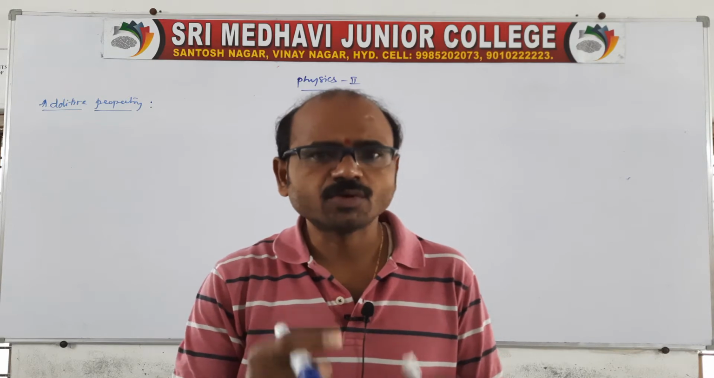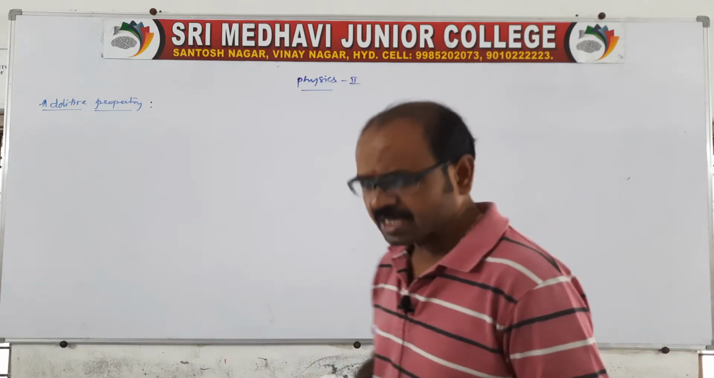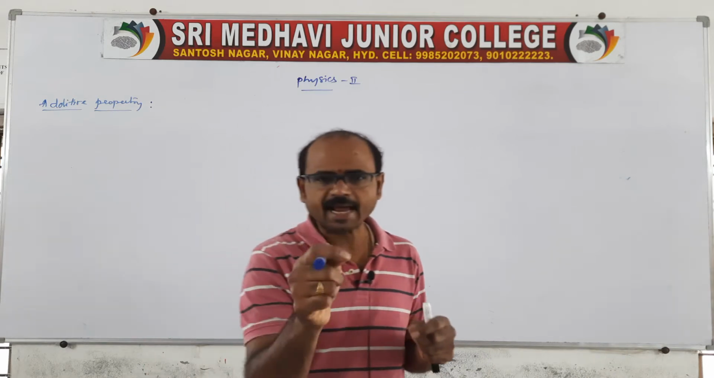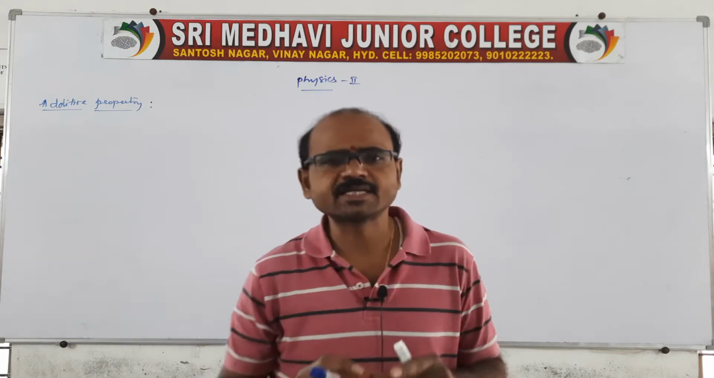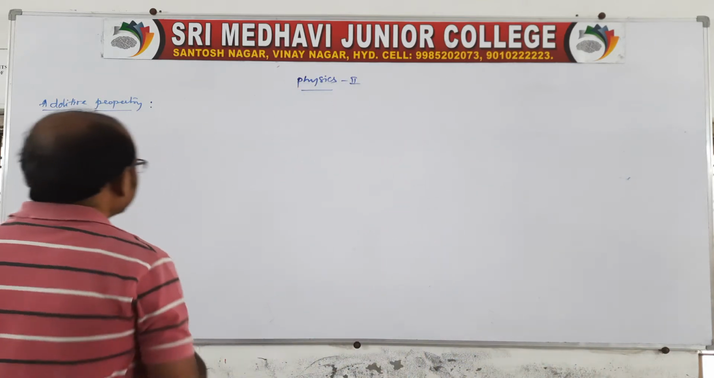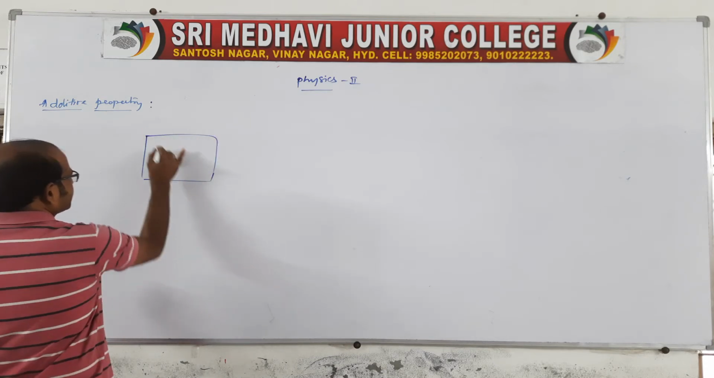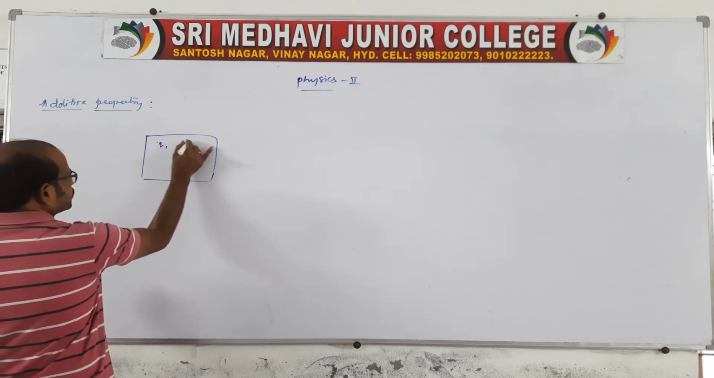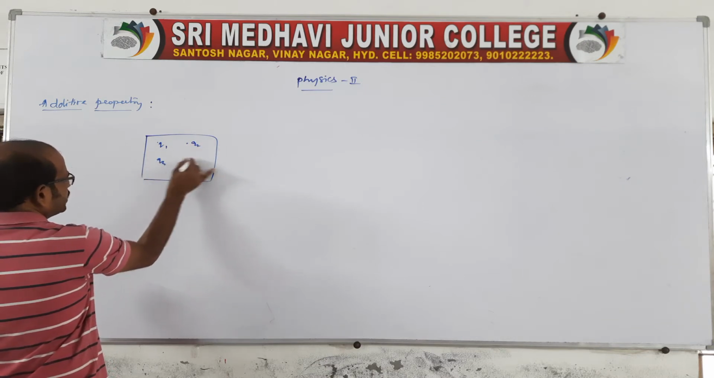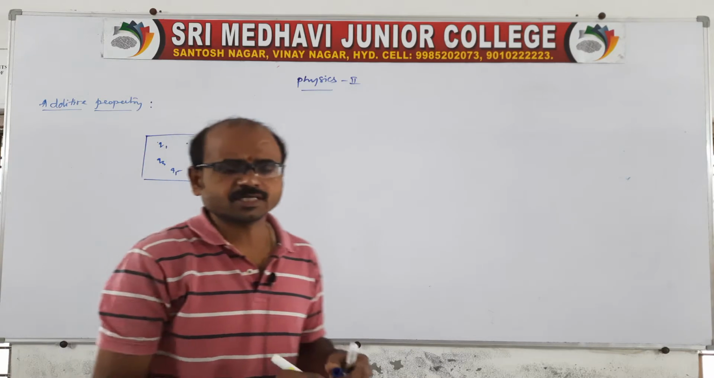Let me tell you another one, that is the additive property. Sir, what is meant by additive? Additive means add. If the system contains a number of charges located at different places, suppose one system contains charges located at different places, Q1, Q2, Q3, Q4 and Q5. Like this, the system contains 5 charges.